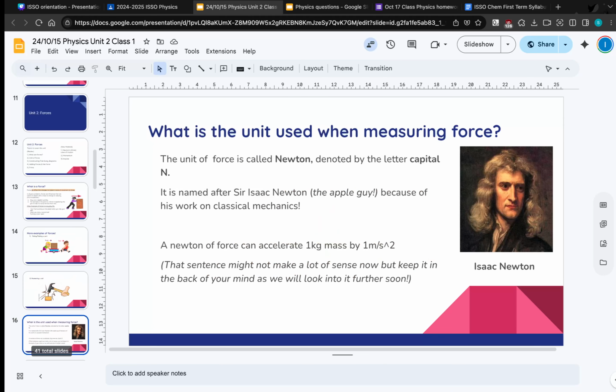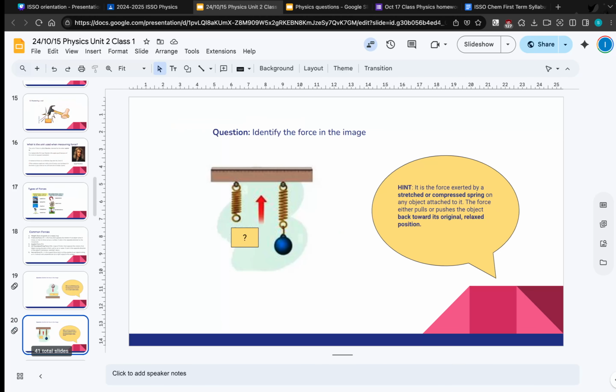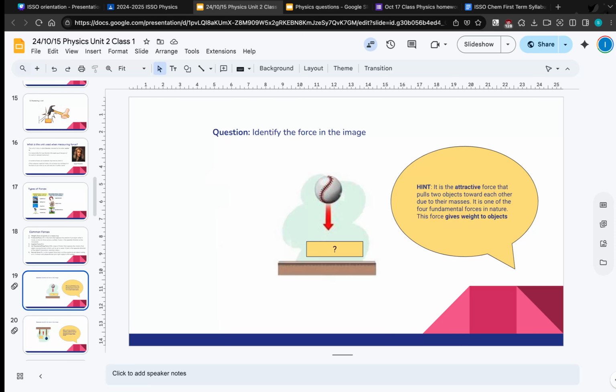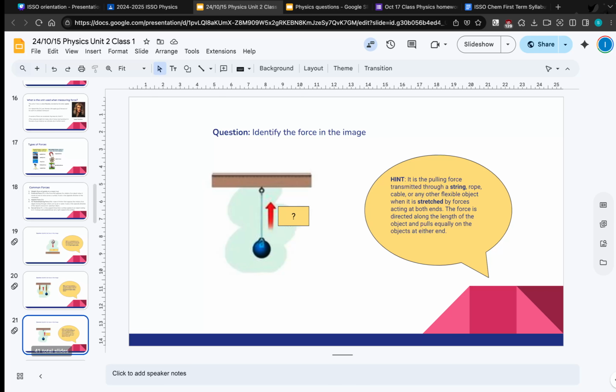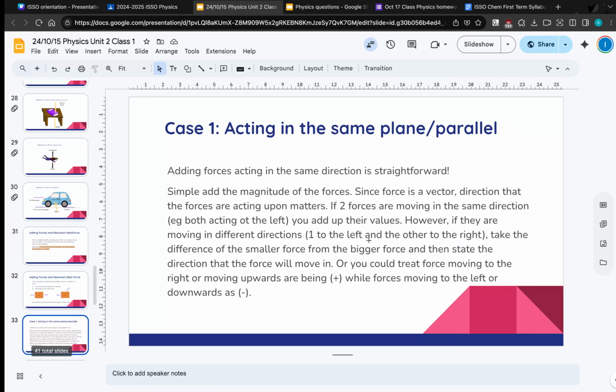So this is all the explanation of the topic force, and these are the simple questions that are asking you about the concept. For example, identify the force in the image. This is not really an application question. This is just concept checking questions. And we have those questions, and we just proceed in the class with a similar structure.